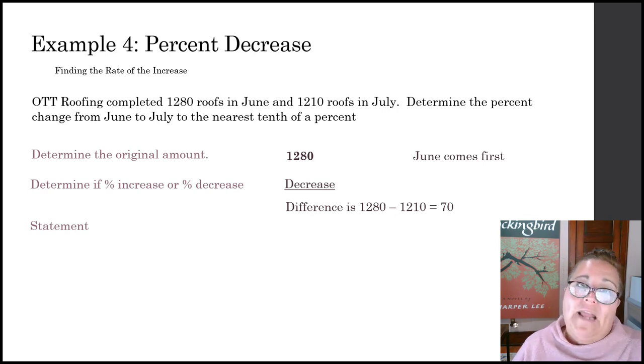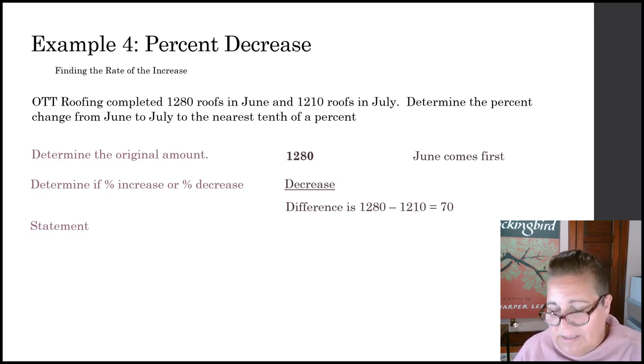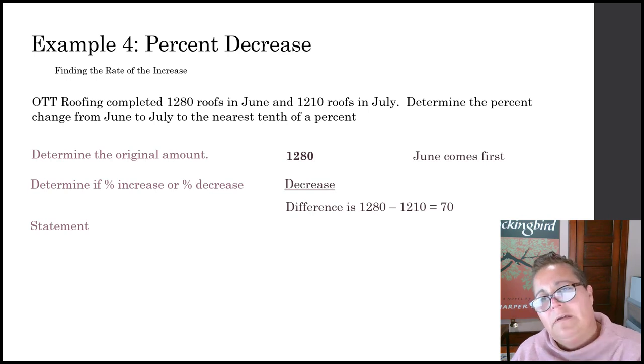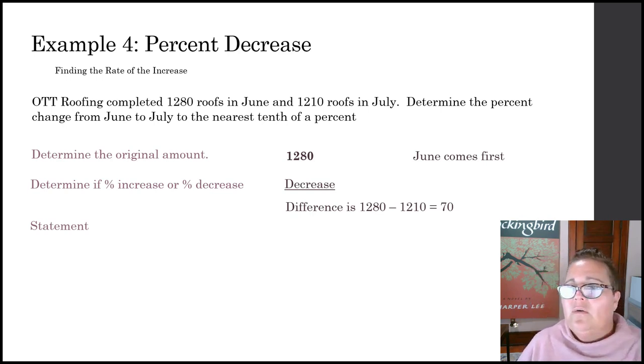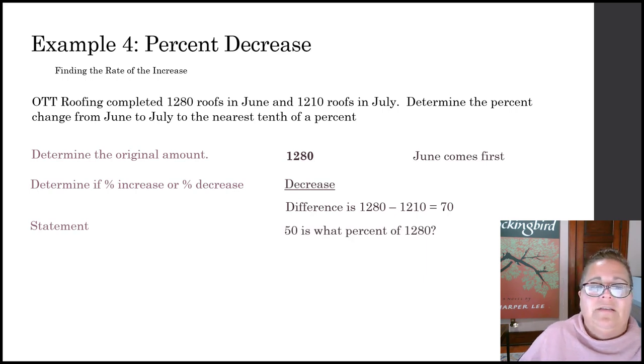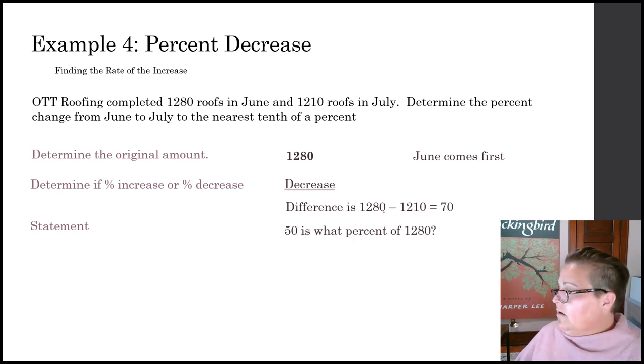So now we need a statement. I like to restate, just quick and easy. I know, another number error. 70 is what percent of 1280?